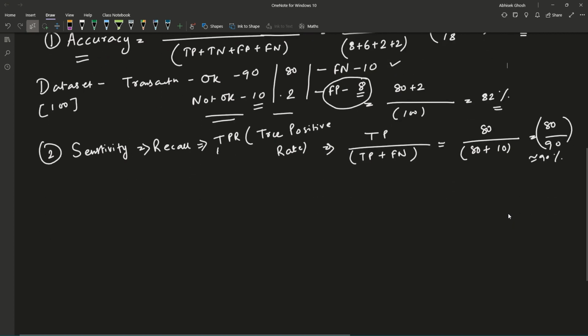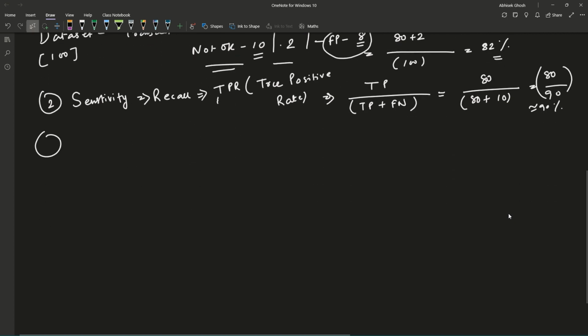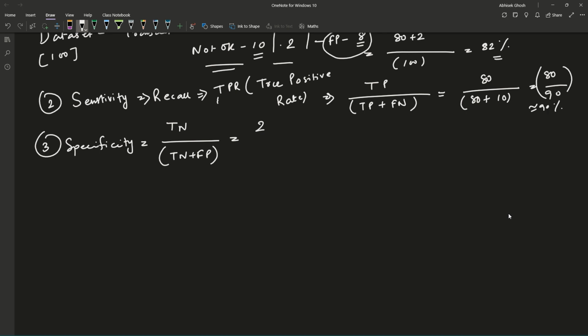Now let's also check something called specificity. Specificity is more of a measure of the negativeness. Specificity is formalized as true negative divided by the sum of true negative and false positive. True negative in this case, if you look up here, we have 2, 2 plus the false positive. So the false positive is 8. So 2 out of 10, that is 0.2 or 20%.